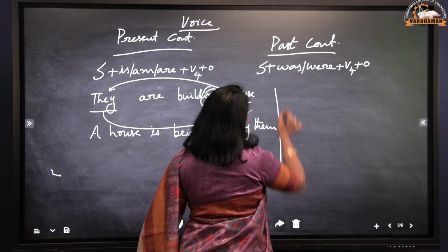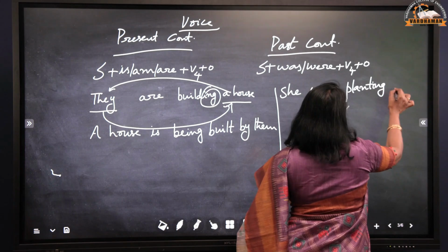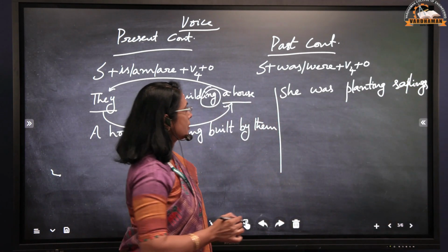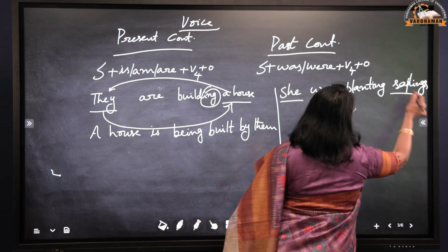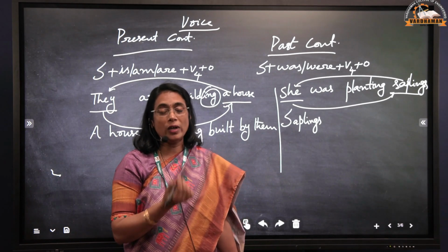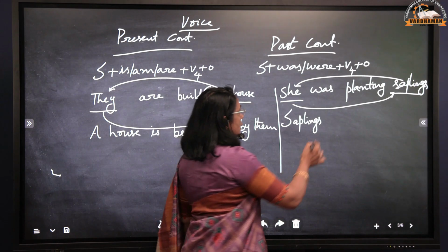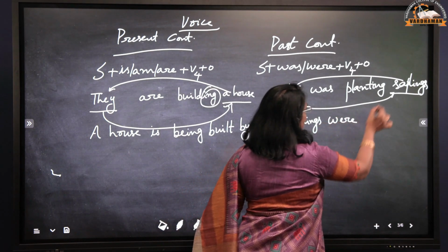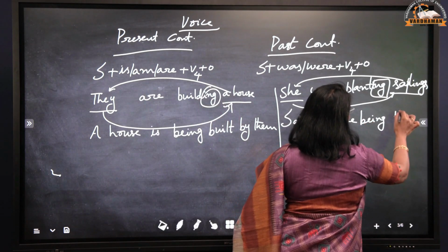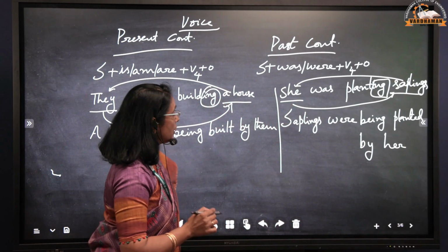Then this is past continuous. She was planting saplings. Identify the subject. This is object. To start with, saplings. Since the new subject is plural form, we have to use were. If it is only sapling, you have to use was. Since we have the plural form of the subject, so saplings were. So here also continuous form we have to use being. Being, V3 form, planted by her. This is the object form of she.